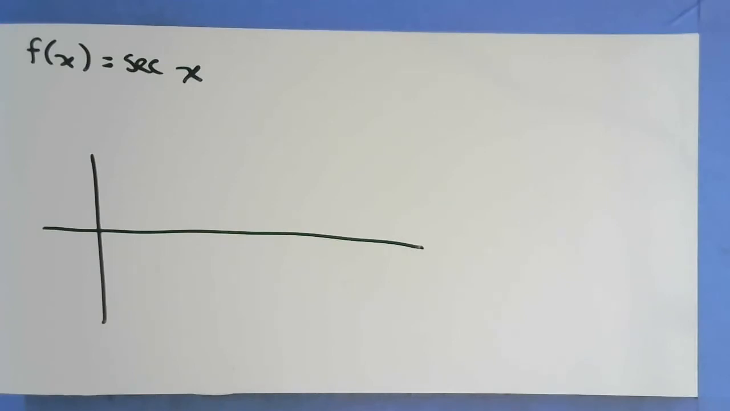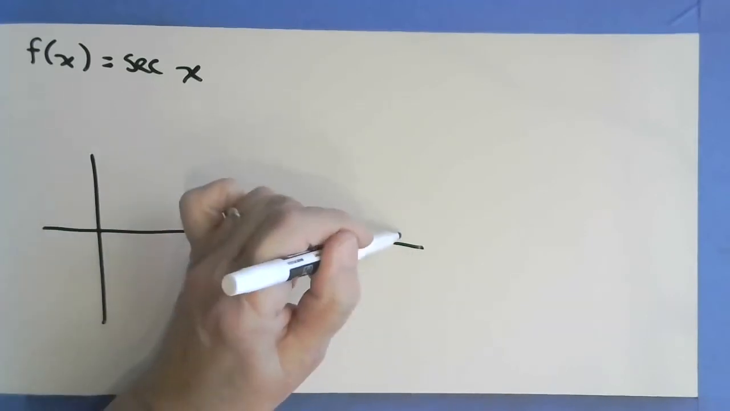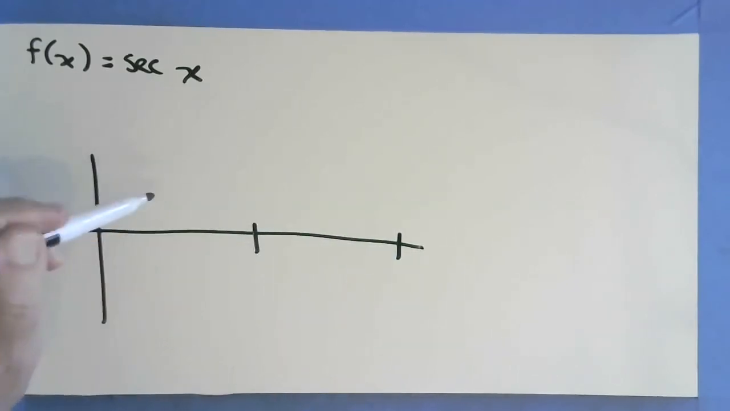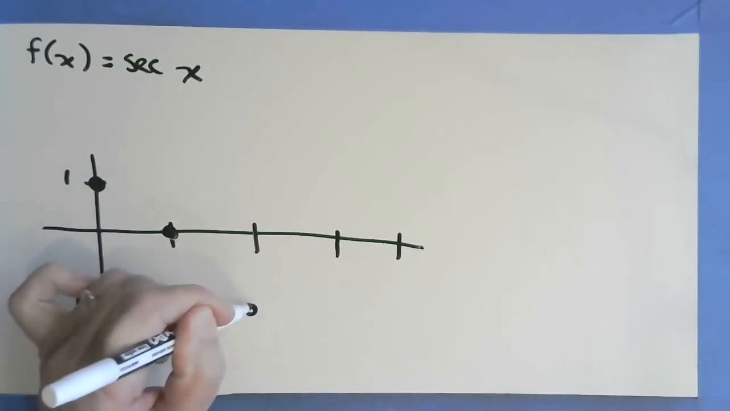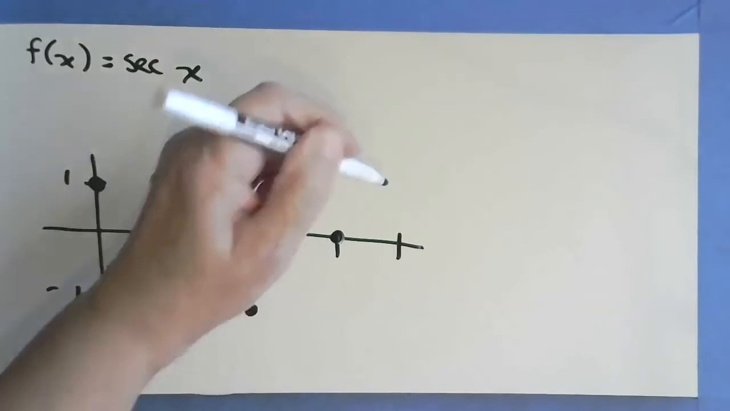Secant is 1 over cosine. So our 5 key points, 1, 2, 3, 4, 5. We remember cosine has a max of 1 and a minimum of minus 1. Secant has the same 5 key points: up, 0, down, 0, up.